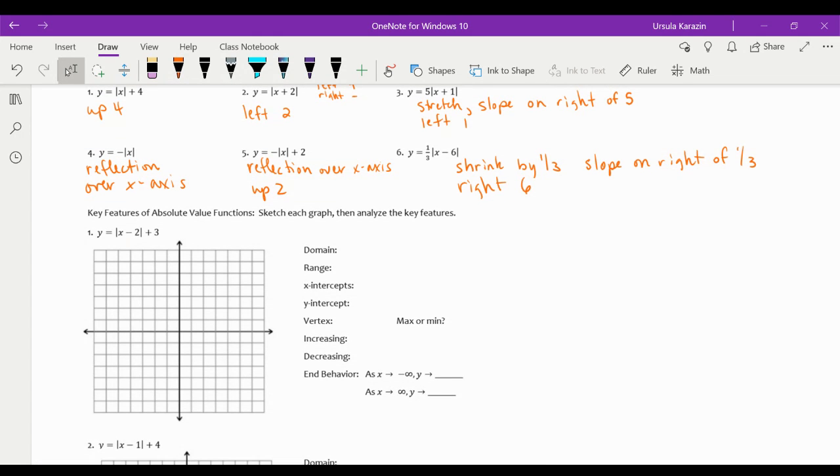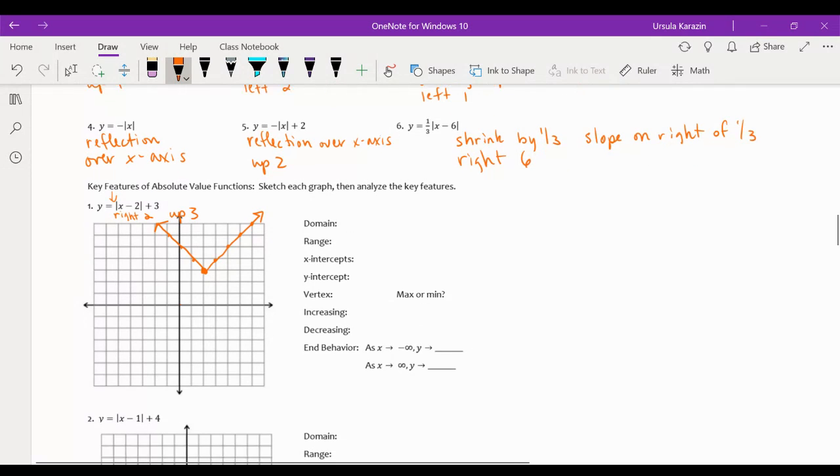So let's put this together, and then I'm going to have you practice. So number 1 here, I have -2, so that's going to be right 2. And I have +3, so it'll be up 3. So my vertex was at the origin. Now I'm going to go over 2 and up 3, and that will be my vertex. Then I look directly after my equal sign. That will give me my slope on the right. And since that's an implied 1, that means my slope on the right is 1. And on the left, it'll be the opposite of that, which is -1. And here's my graph.